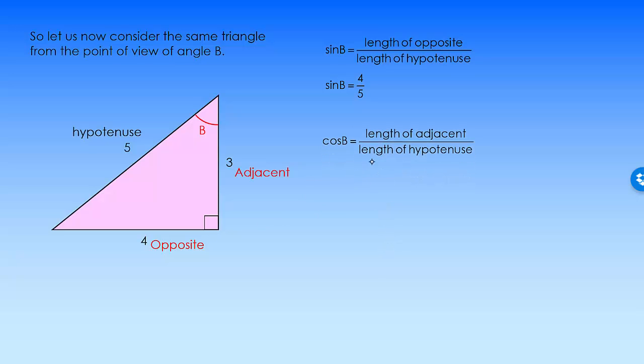The cosine of B is the length of the adjacent over the length of the hypotenuse, but this time the adjacent is 3, so that's 3/5. And the tangent of B is the length of the opposite over the length of the adjacent, and so that's going to be 4/3.